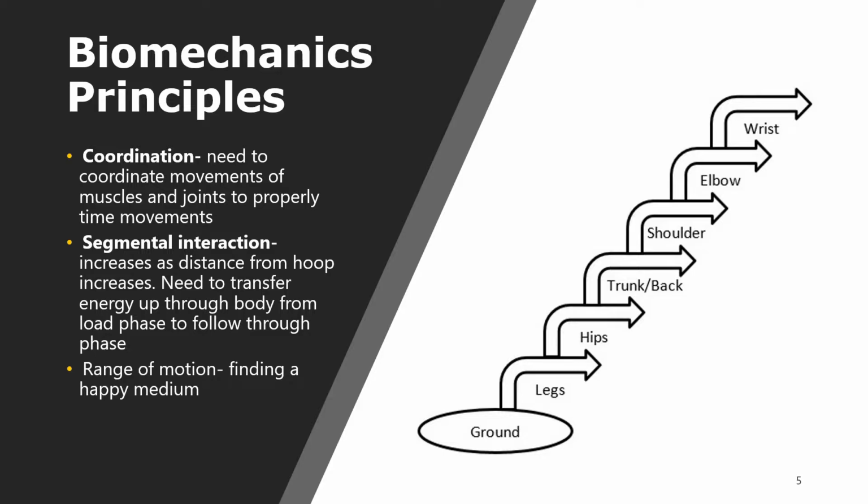And then range of motion, it was really about finding a happy medium. Low range of motion, you have higher accuracy, and then obviously a high range of motion, a lower accuracy. So really to get that optimal angle and make the free throw or any basket in this case, you really have to find a happy medium for your range of motion.